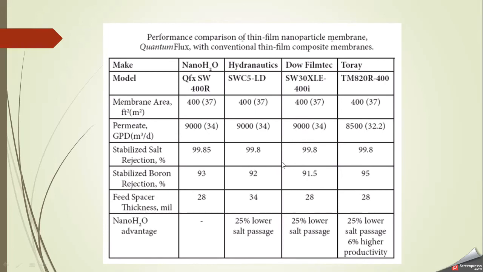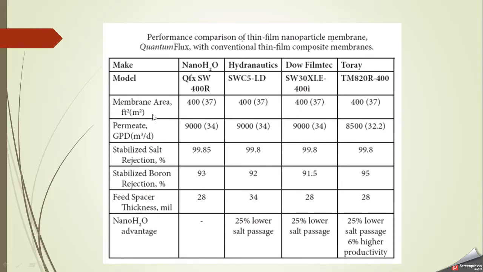There is another comparison of 4 types of membrane. Now this is only for the sake of comparison, based on the different types of materials. So this is a performance comparison of thin film nanoparticle membrane. This is one of the most advanced membrane materials. Quantum flux with conventional thin film composite membrane. These 4 companies are making these types of membrane, with the model numbers Nano H2O, Hydranautics, Dow Filmtec and Toray Japan. These companies are from the USA, and this one is from Japan.